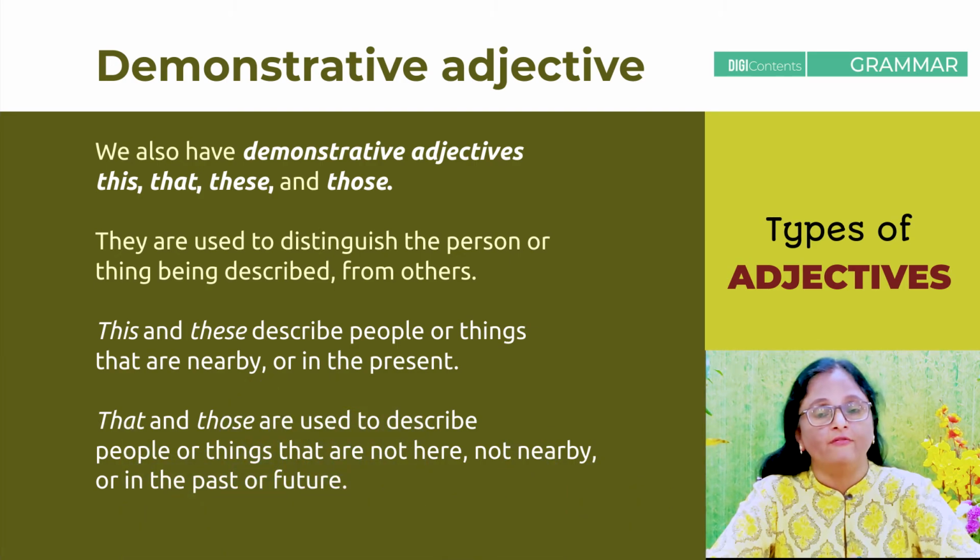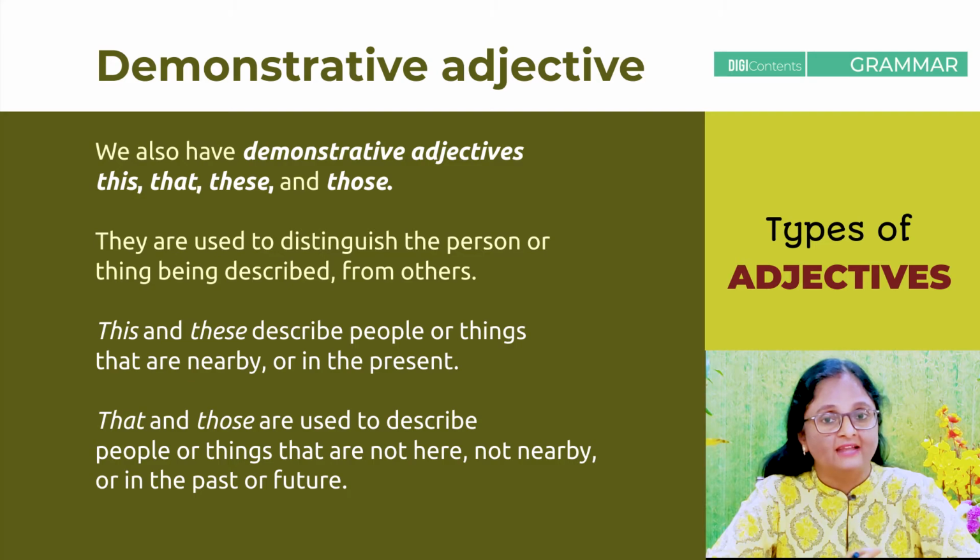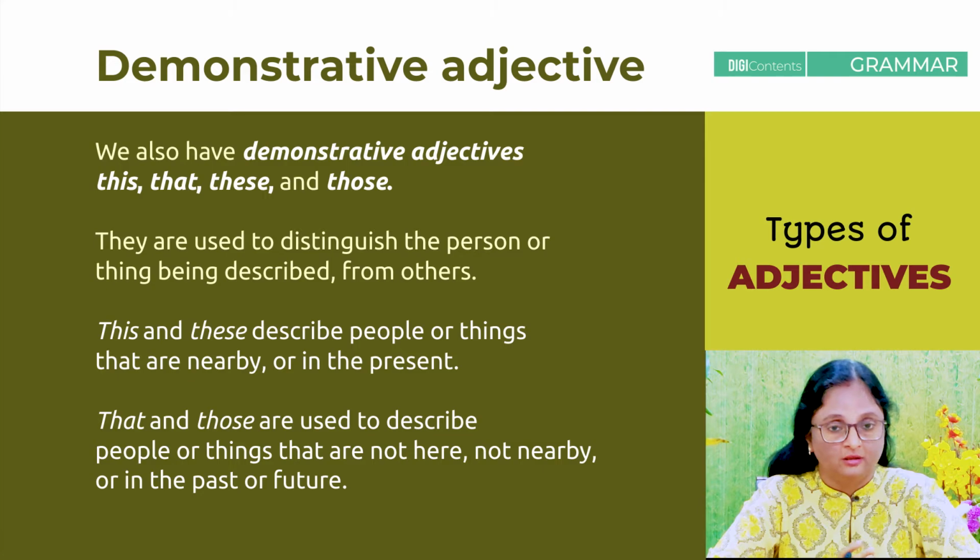We also have demonstrative adjectives: this, that, these, and those. They are used to distinguish the person or thing being described from others. This and these describe people or things that are nearby or in the present. That and those are used to describe people or things that are not here or nearby.